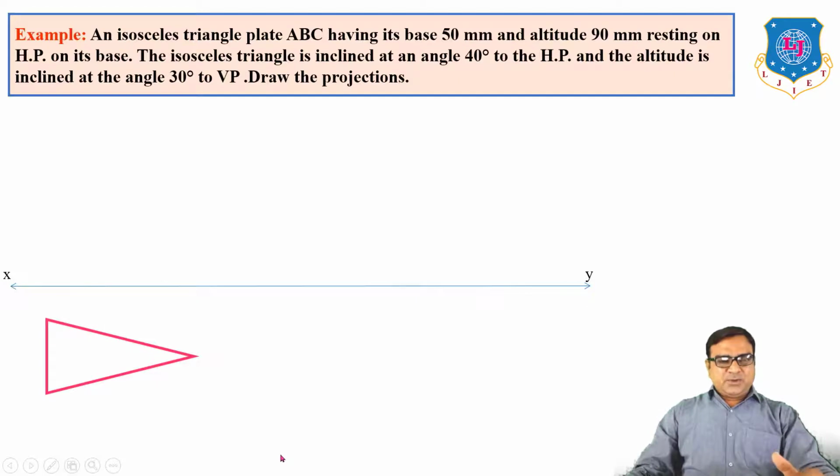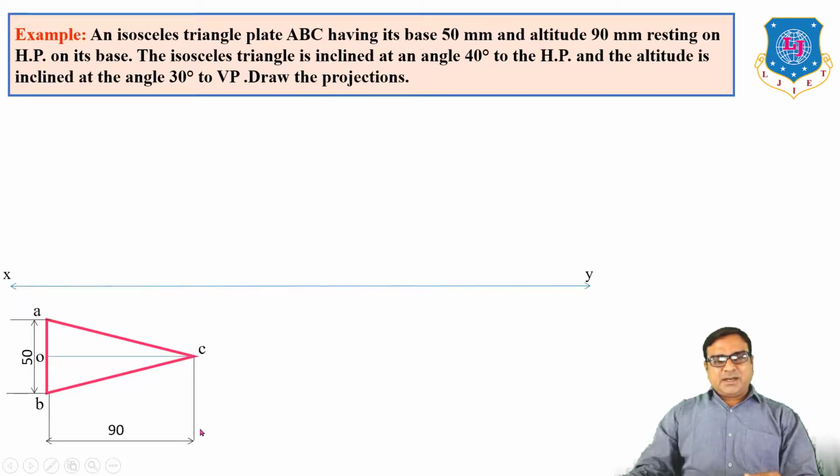Now first put your triangular plate on HP. So its top view will be the true shape. AB is the base, which is 50 mm. OC is the altitude, which is 90 mm. Here the altitude is parallel to the vertical plane. The base is perpendicular to the vertical plane. And O is always the midpoint of AB. Its front view on the vertical plane is A dash B dash.